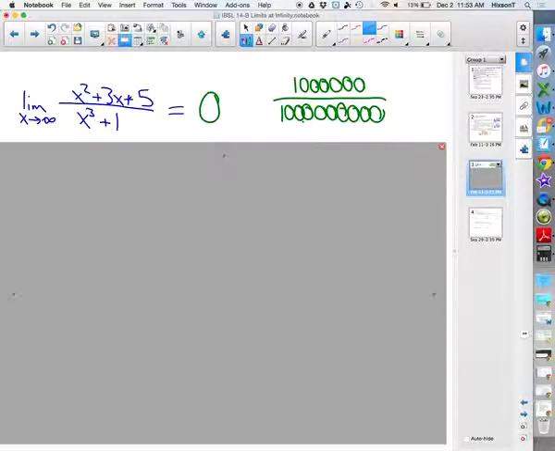Now, the 6s are going to cancel. Now we're down to 1/1000th. And you can see, even though we're squaring and getting big numbers, compared to how much bigger the denominator is, it's still getting smaller and smaller. We're still approaching 0. Okay?